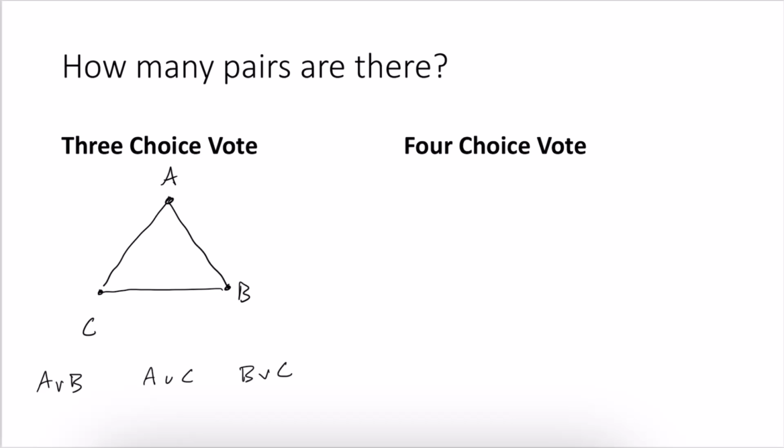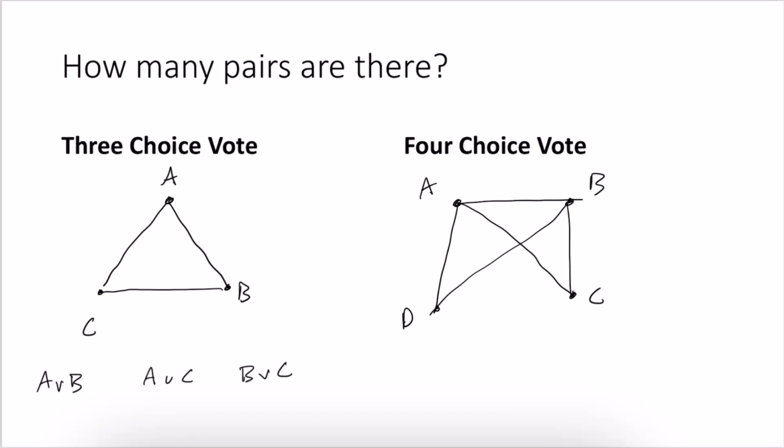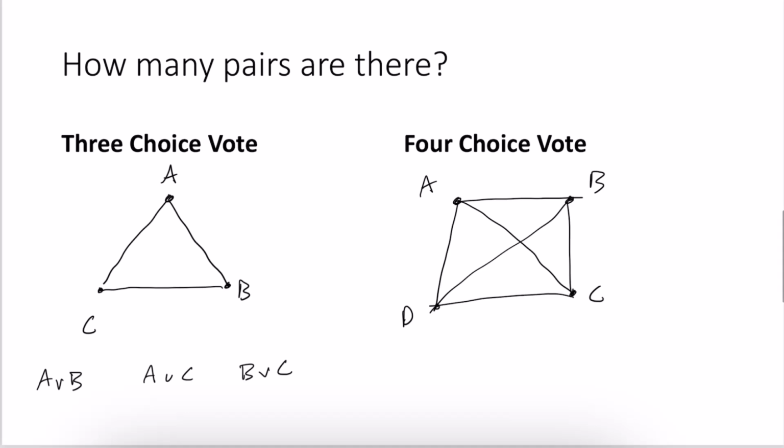And you could also do this with a 4-choice vote. So you could say if I have options A, B, C, and D, option A could be paired with B, C, and D. Option B could be paired with A, C, or D. And option C could be paired with B, A, or D. And then same thing, D is already paired with A, B, and C. And that forms that complete graph. And so since there's 6 edges, there would be 6 pairs that you need to check.